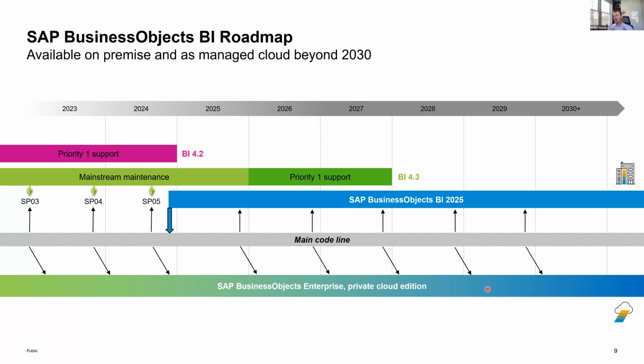This is clear, and as well, your BOBJ deployment, let's say you have it on-prem today, it's the same thing. Of course. You can also deploy it on your own hyperscaler like Azure or AWS. Exactly. Thank you very much. Exactly.